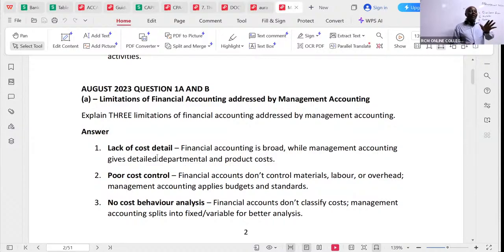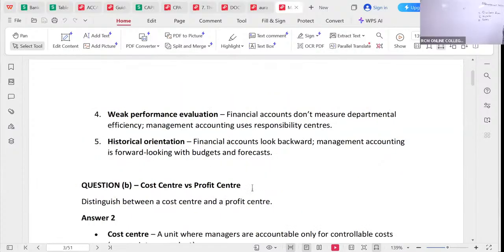You see, financial accounting doesn't do that. Management accounting does that, isn't it? Management accounting is able to do cost behavioral analysis. Financial accounts doesn't classify costs. Management accounting splits costs into fixed and variable for better analysis. Financial accounting has weak performance evaluation.